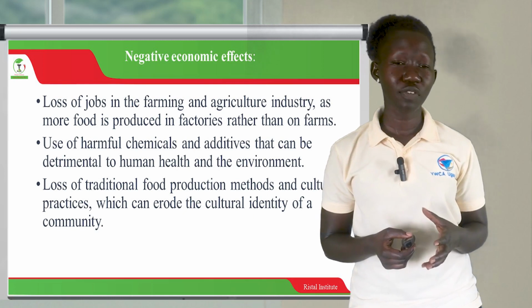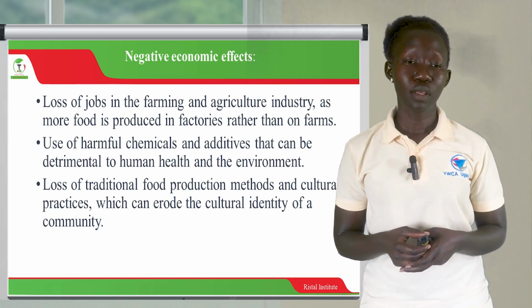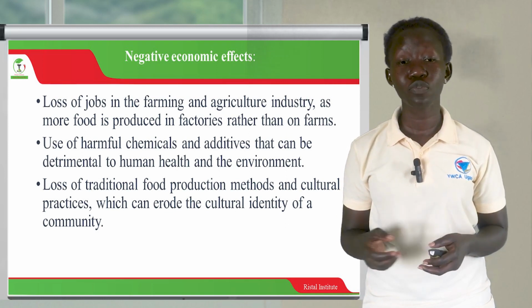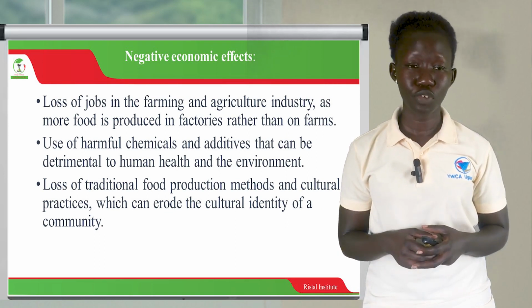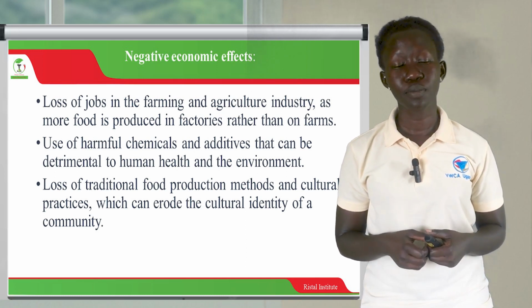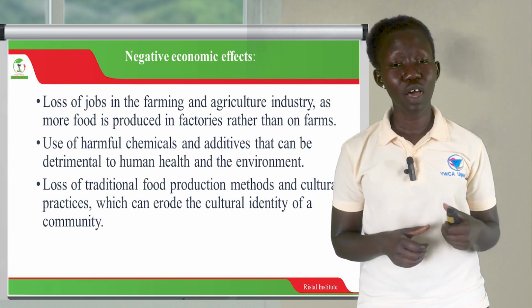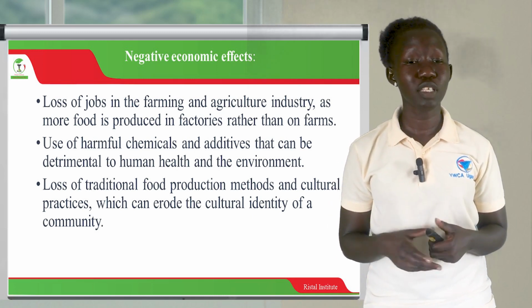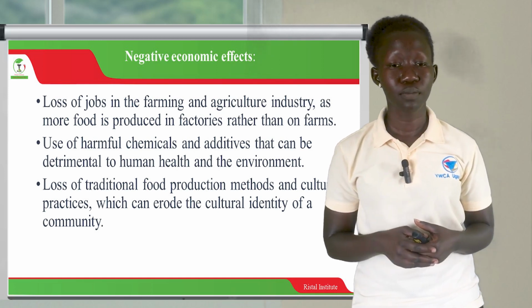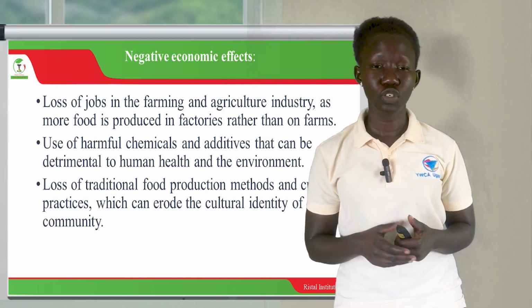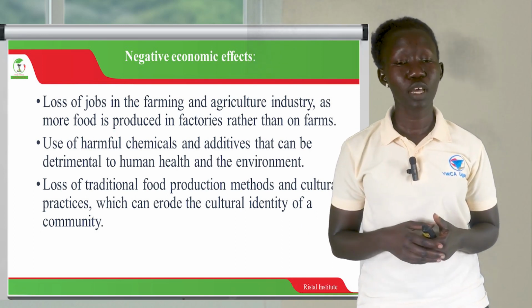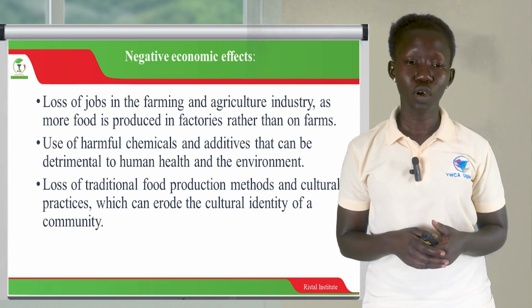We also have negative effects of food processing. While positively it can create jobs, it can also lead to loss of jobs in the farming and agriculture industry because more food is produced in the factories rather than on the farms. Use of harmful chemicals and additives that can be detrimental to human health and environment. This is a negative effect. Then the loss of traditional food production methods and cultural practices, which can erode the cultural identity of a community.